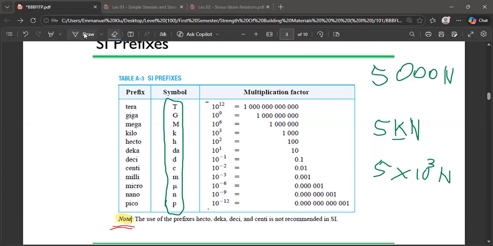All right. Since we don't have any question, let's proceed. Note that the use of the SI prefixes hecto, deca, deci, and centi is not recommended in SI.